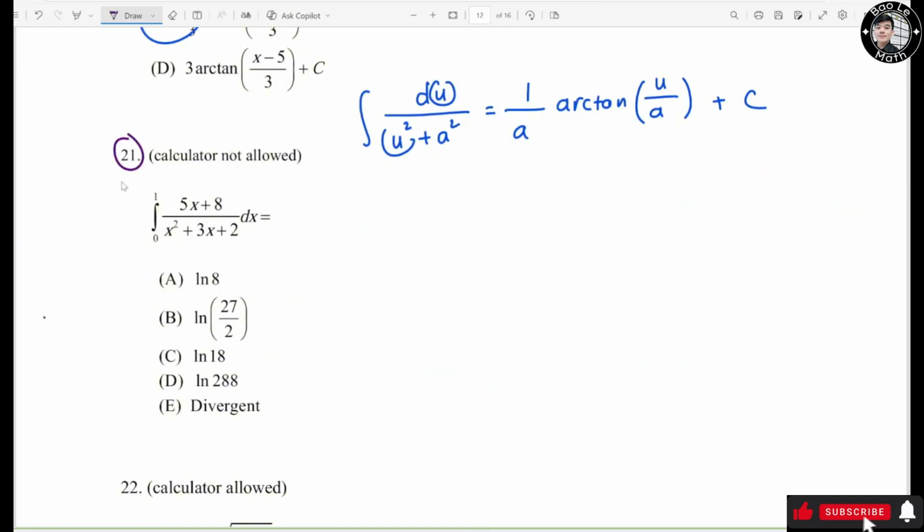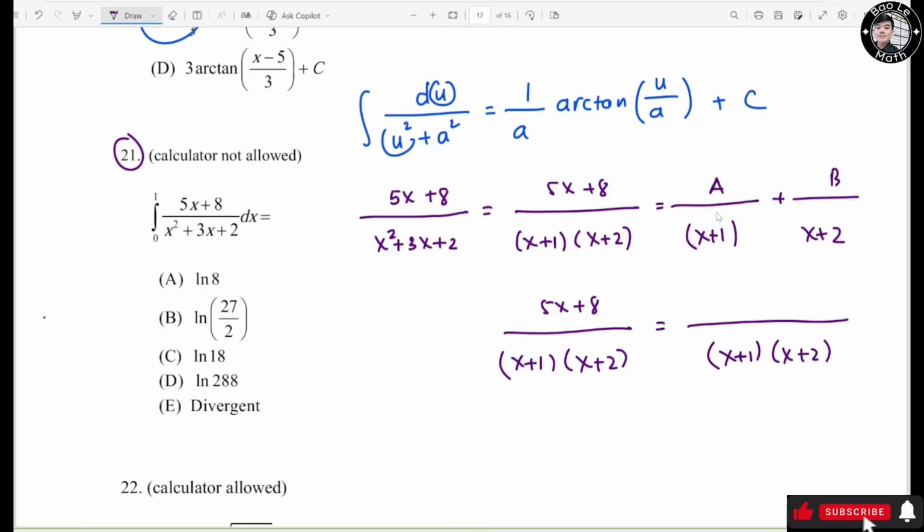Question 21. Alright, the degree on the numerator is less than the degree on the denominator. Think about fraction decomposition. Now we need to find two numbers that multiply to 2 and add up to 3, so it will be 5s plus 8. It turns out to be 1 and 2.